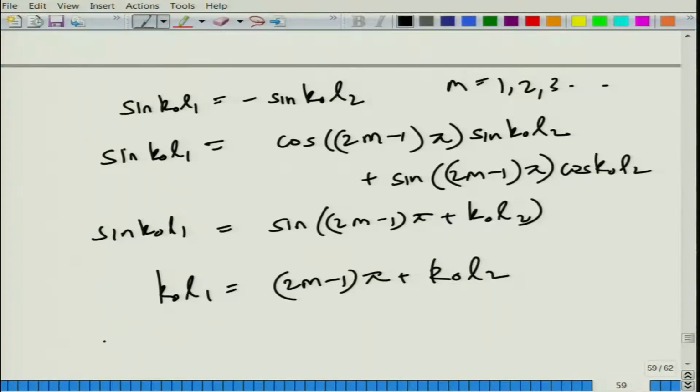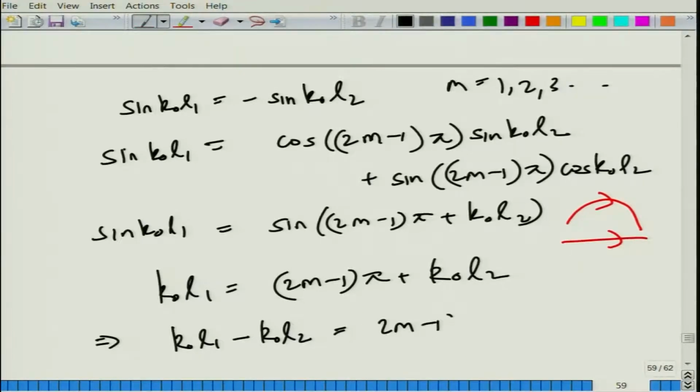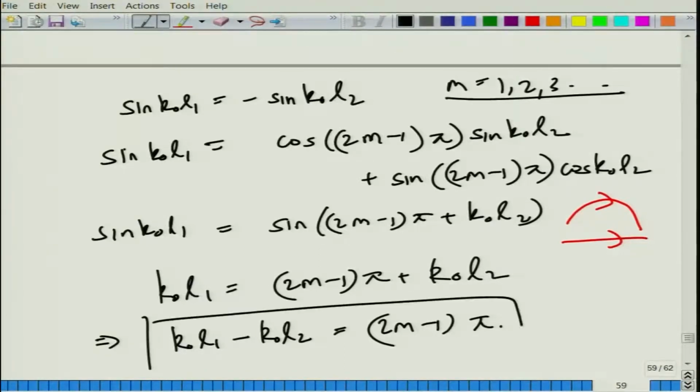Okay. So, what it means is that K0 L1 and K0 L2, the difference between them, is really the path difference between the waves that arrive from here and the waves that propagate here. When this path difference is equal to (2m minus 1) times pi, where m ranges from 1, 2, 3, 4, whatever it is, some integers, then you have your destructive interference, and then your S1 and S2 is cancelled. So, this is one relation that we have.